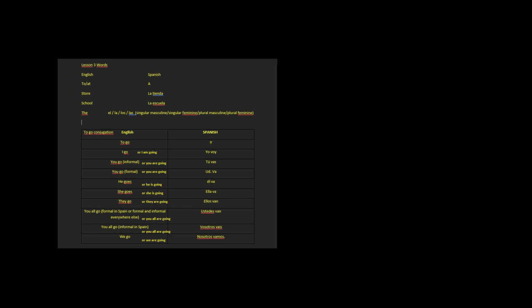All right. Now that we've learned the verb to go, we're going to learn another couple words that we can use to go with in a sentence. The first word is the word at or to, as in I went to Spanish class or I am at Spanish class. In Spanish, the word at or to is a, spelled with the letter A. Repeat after me. A.